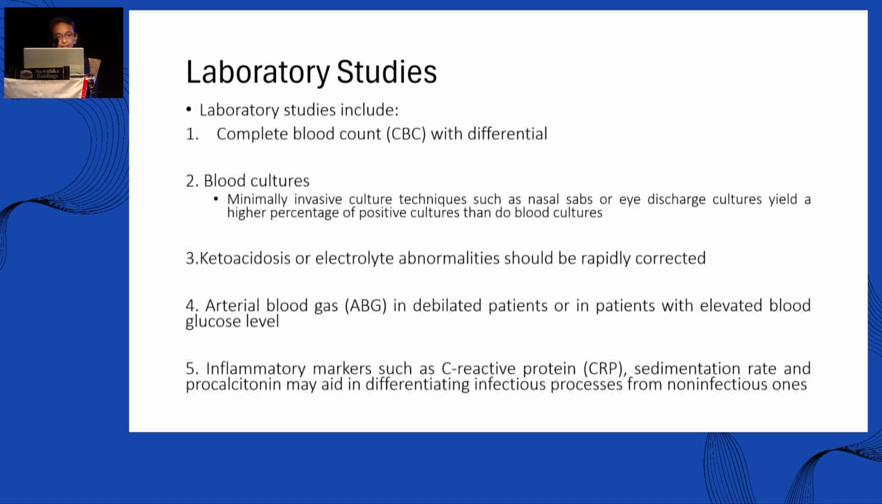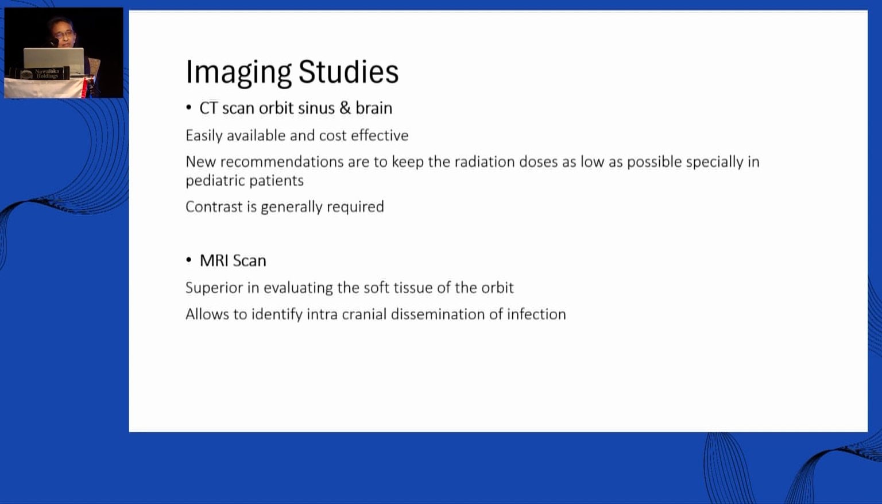If the patient is debilitated, look for ketoacidosis and do an arterial blood gas while the patient is managed with the drugs. And of course, CT imaging has a place in orbital cellulitis. CT is very easily available and cost effective. It is now recommended that you use a low dose as much as possible, especially in children, and generally contrast is required.